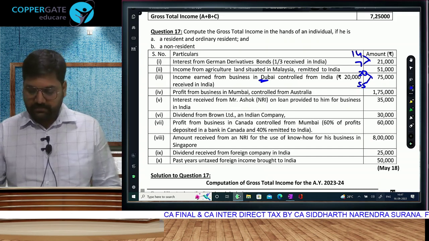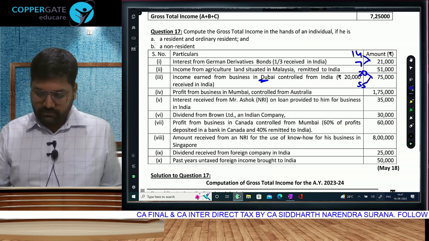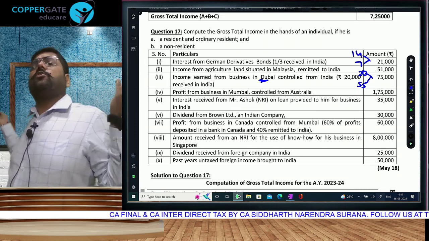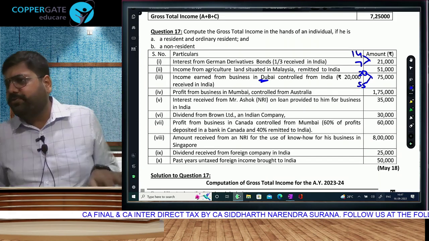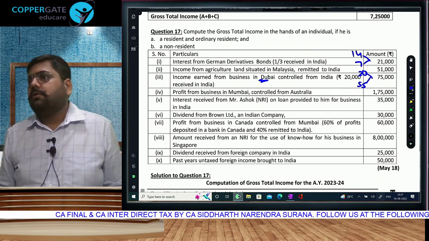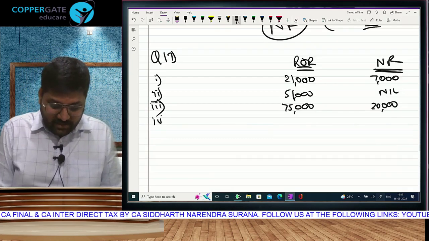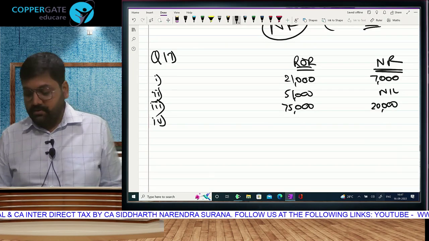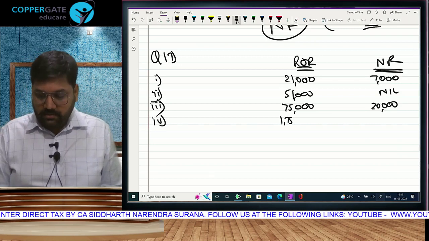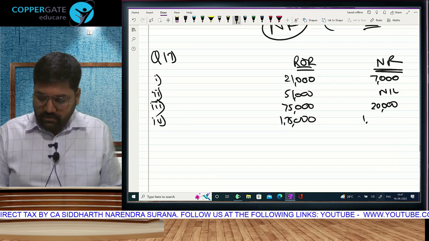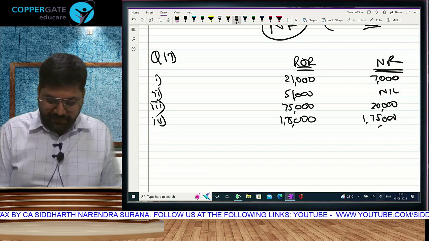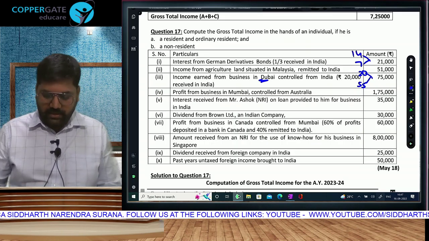Right. Next. Profit from business in Mumbai, controlled from Australia, 1,75,000. Controlled from Australia, so it is 0 for India? But the business is in Mumbai. Once the place of business is Mumbai, it will come in both columns.